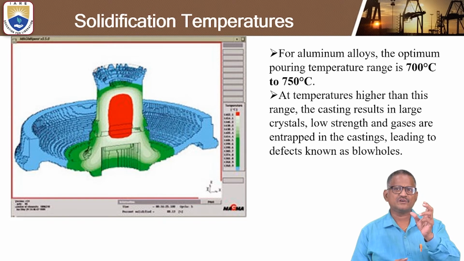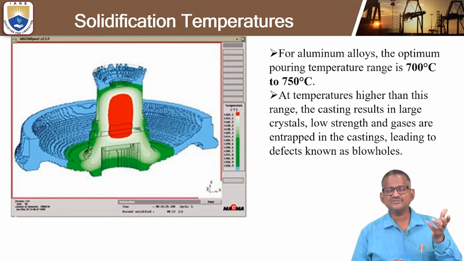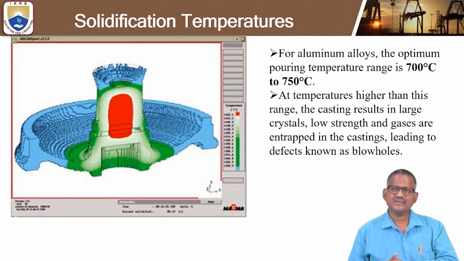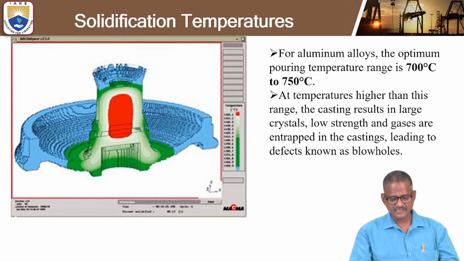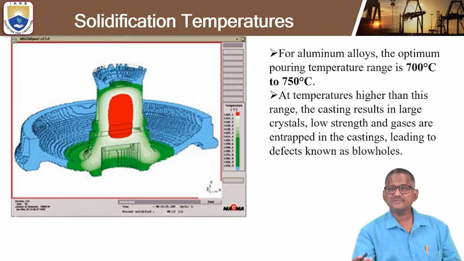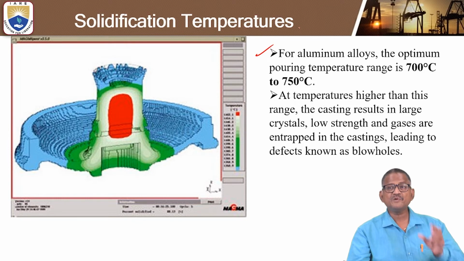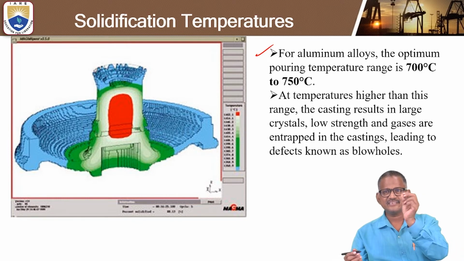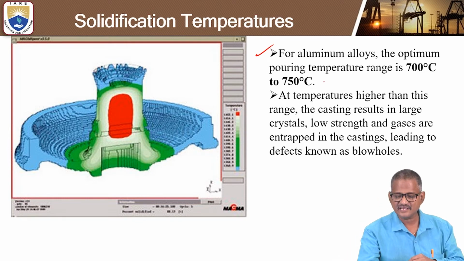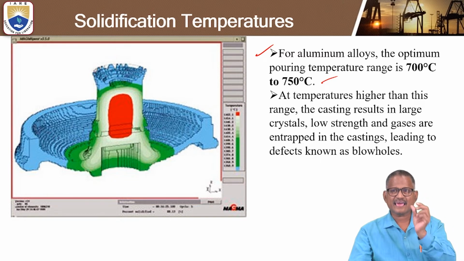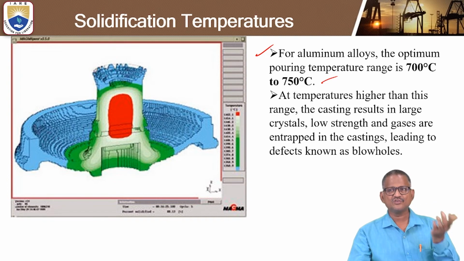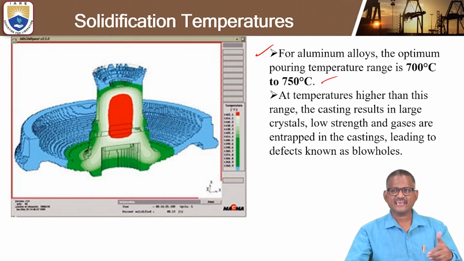This is how you can focus on the solidification temperature. You can use ANSYS software to see exactly where the hot temperature will occur. For example, for aluminum alloys, the optimum pouring temperature range is 700 degrees centigrade to 750 degrees centigrade. At temperatures higher than this range, the casting results in large crystals, low strength, and gases are entrapped in the castings, leading to defects known as blowholes.